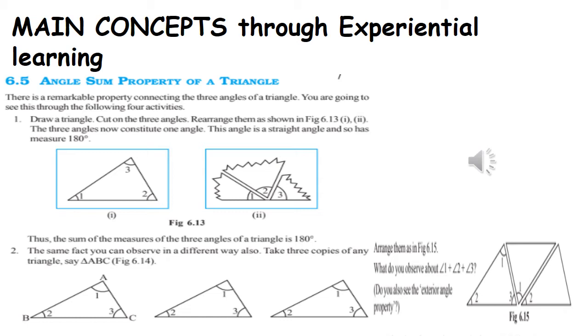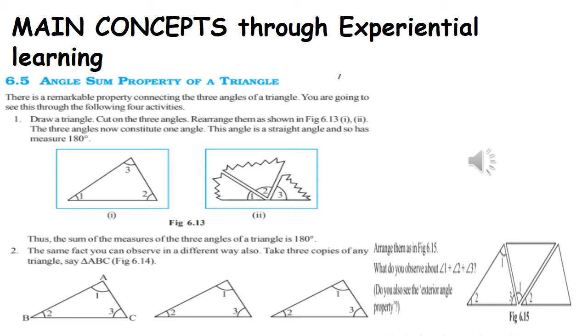So if the three angles form 180 degree, we can easily infer that the sum of measures of all the three interior angles of a triangle is equal to 180 degree.